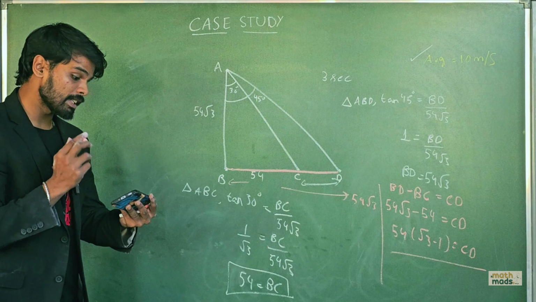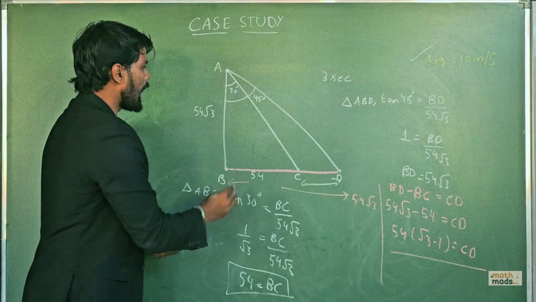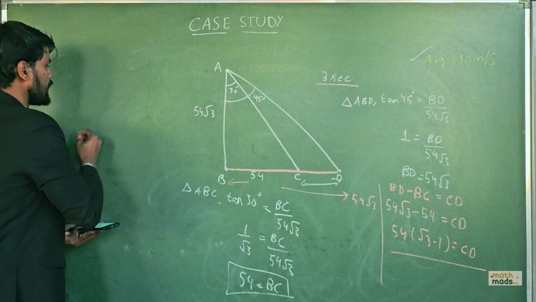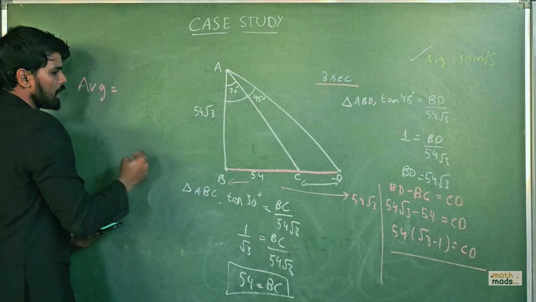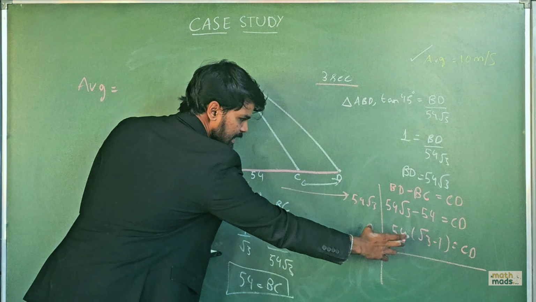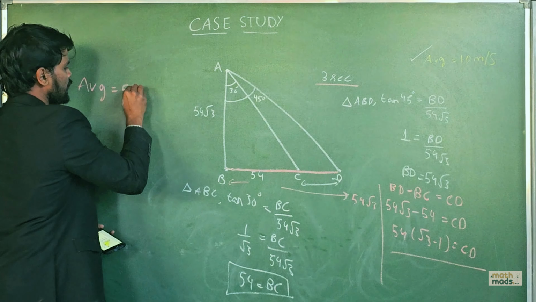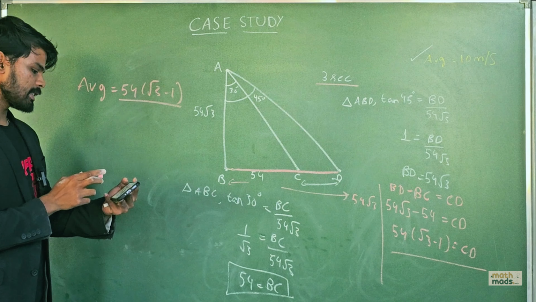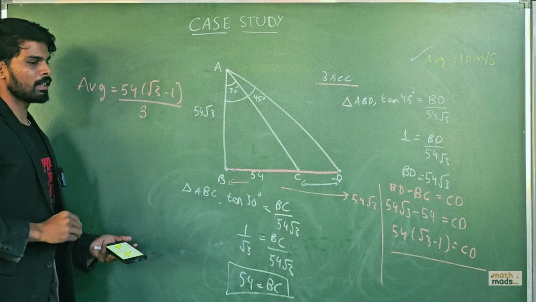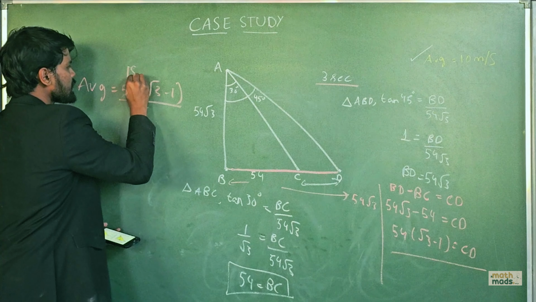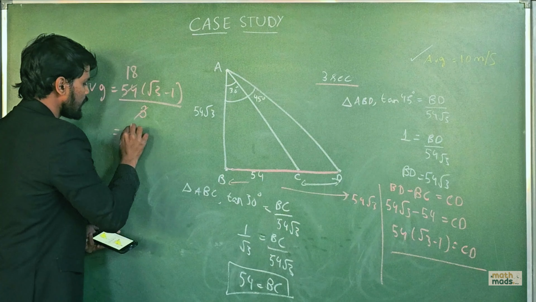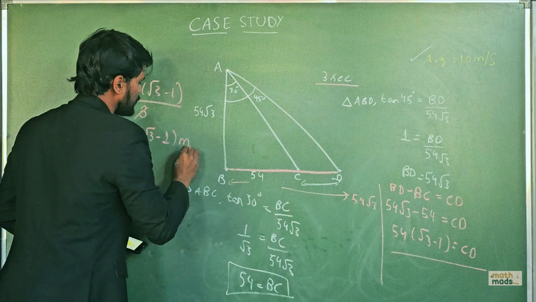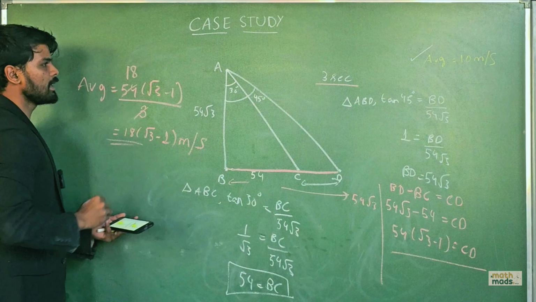What are they asking? Average speed of the tiger. So we found the distance and this change is happening in 3 seconds. Correct. So now let us find the average speed. Average speed is nothing but the total distance traveled by the tiger, that is CD, 54 into root 3 minus 1, divided by the total time taken. Total time taken is 3 seconds. So I'll just cancel 3 ones and 3 18s. So now the average speed of the tiger in that interval is nothing but 18 into root 3 minus 1 meters per second. This is the answer.